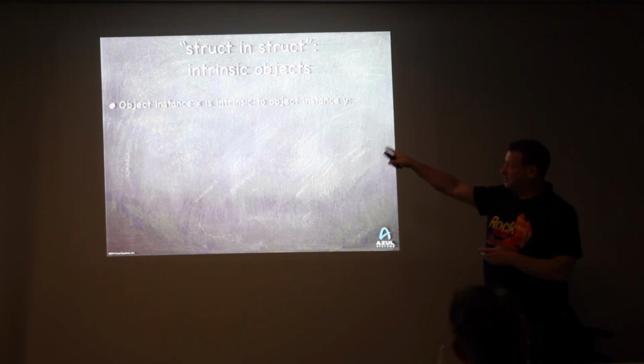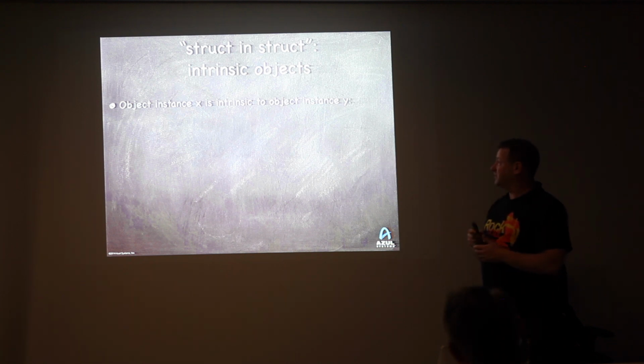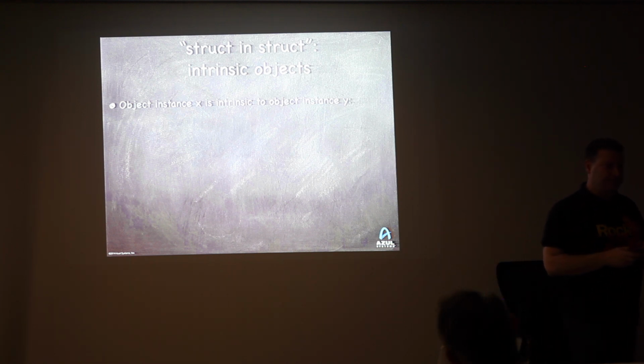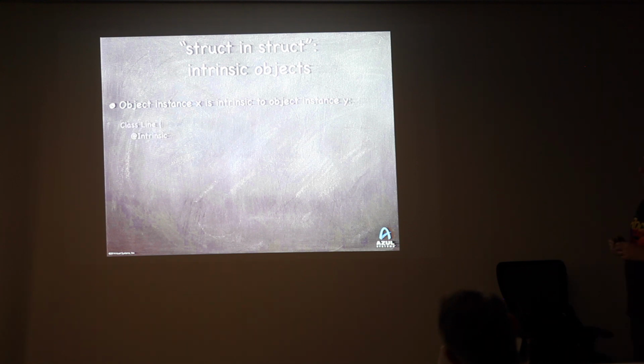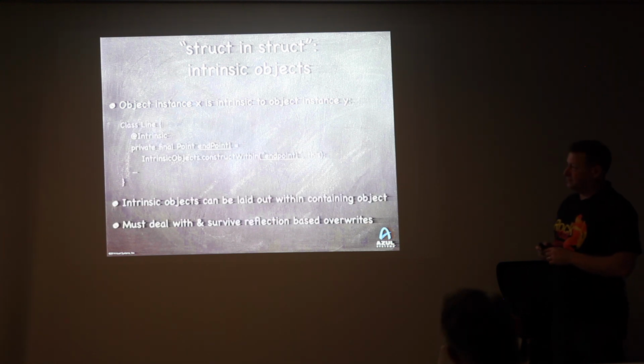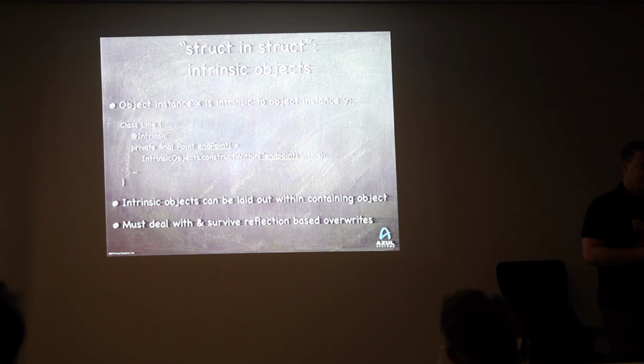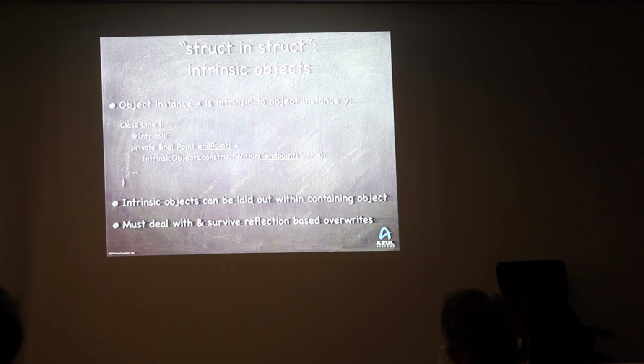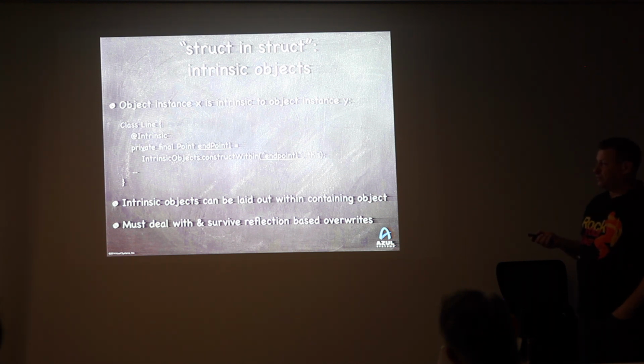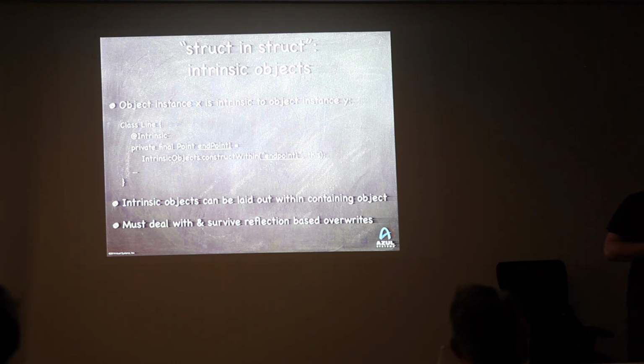So object instance X is intrinsic to object instance Y. That kind of means contained within. Okay? You describe it like that. That's the syntax we're using. There's an annotation @Intrinsic, and all the rest of the code is regular Java code, but there's one specific construct you have to use. For example, we're restricting intrinsics to be private and final. We will refuse to intrinsify fields that are not private and final.